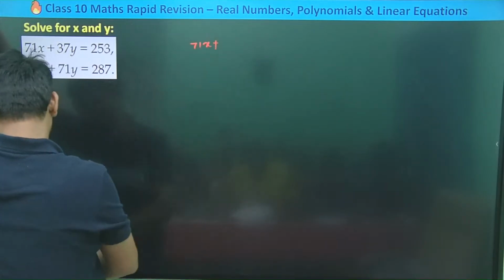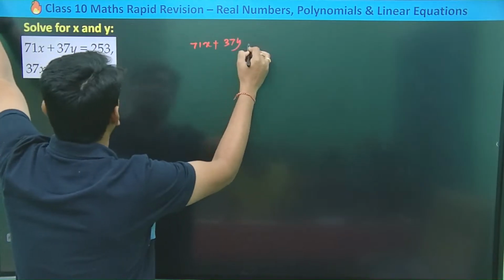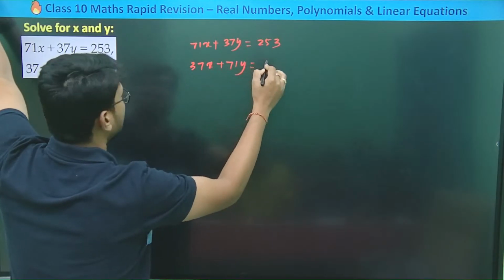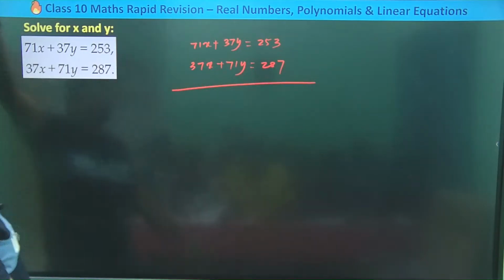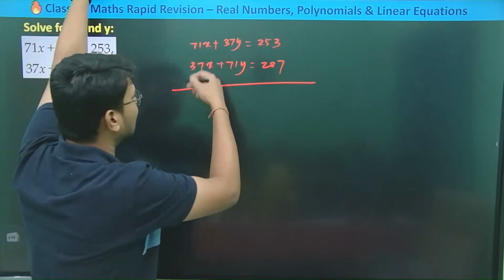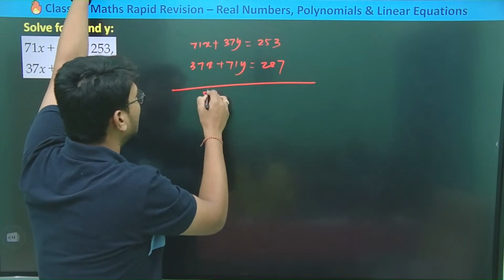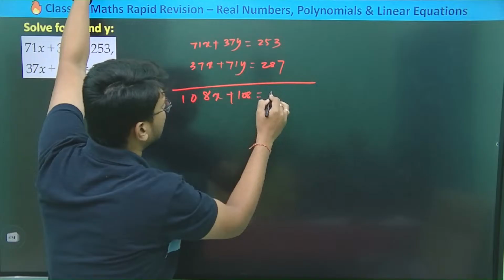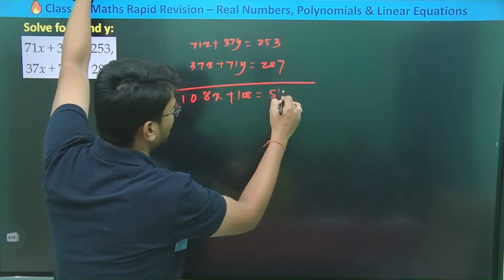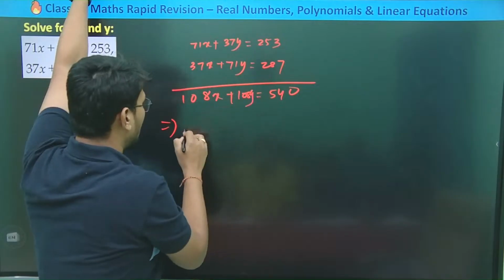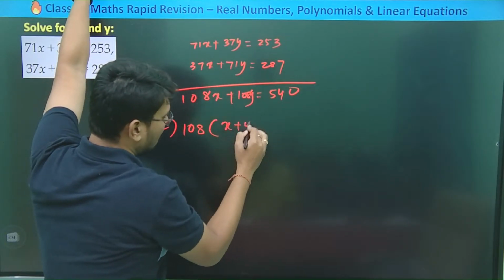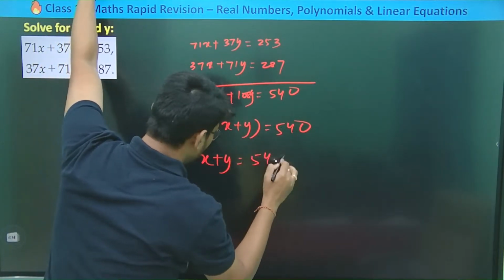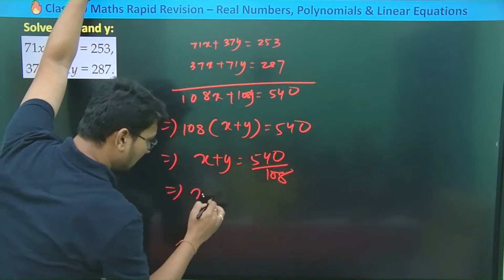71x plus 37y equals 253 and 37x plus 71y equals 287. Check, what is it? Addition. Let us add them. How much will you get? 71 plus 37 is 108, plus 108 equals 540. Sure? Okay, that is y. 108 into x plus y is how much? 540. So x plus y is 540 by 108.